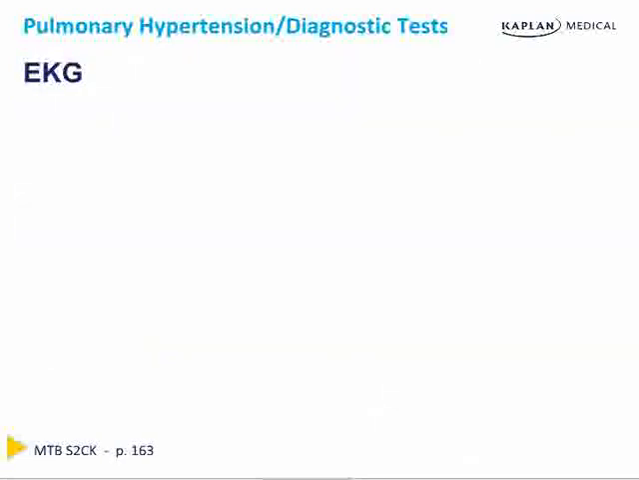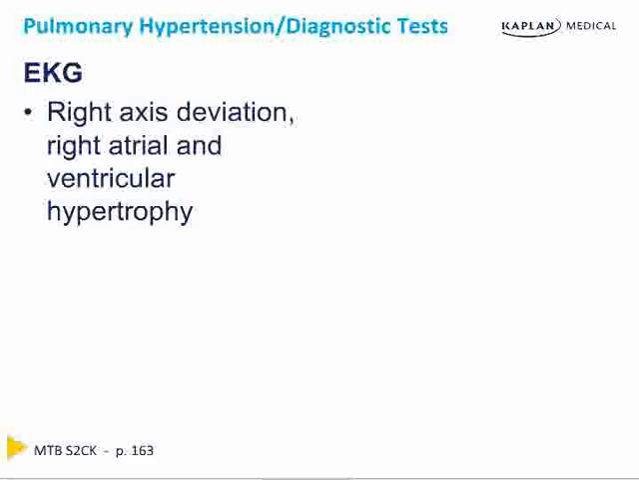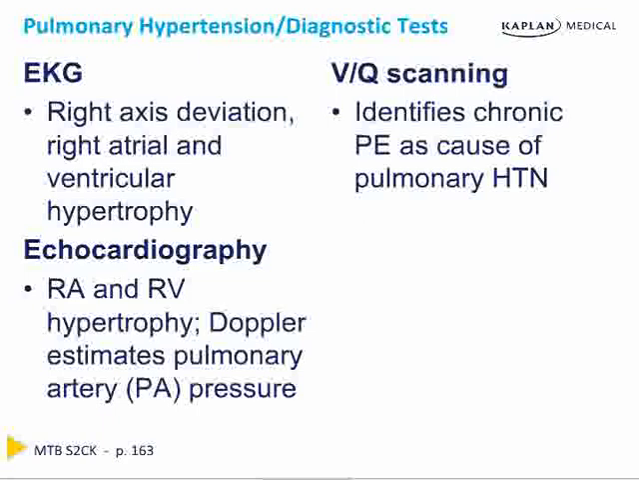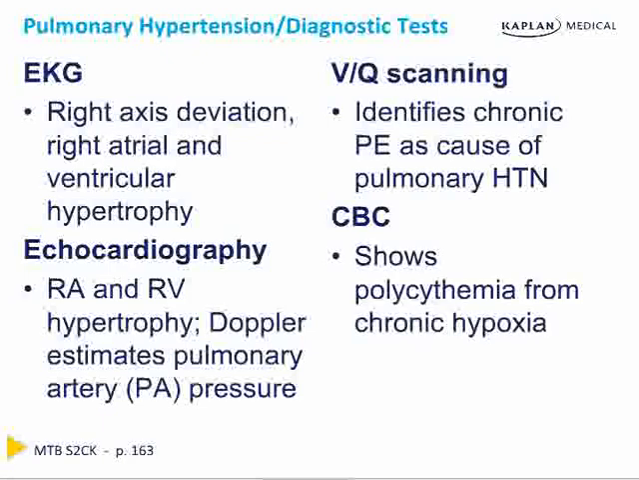Other diagnostic testing might include an EKG, which can show signs of right axis deviation, right atrial and right ventricular hypertrophy. Echocardiography is often remarkable for an enlarged RA and RV, and Doppler can be used to estimate the pulmonary artery pressures. VQ scanning, or ventilation perfusion scanning, is sometimes used as well. This is very helpful in identifying chronic pulmonary embolism as a potential cause of pulmonary hypertension. A CBC will sometimes show polycythemia if the patient has severe chronic hypoxia.